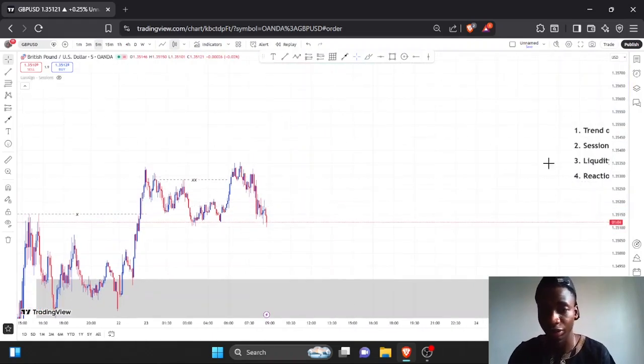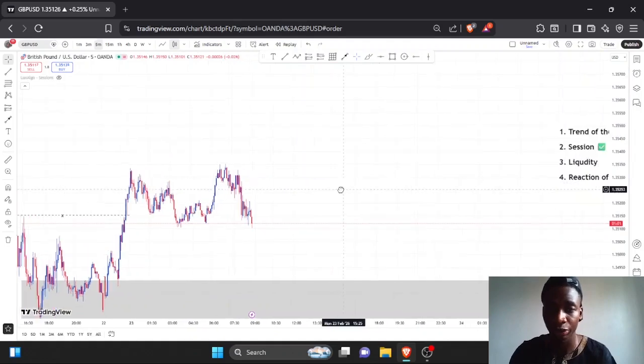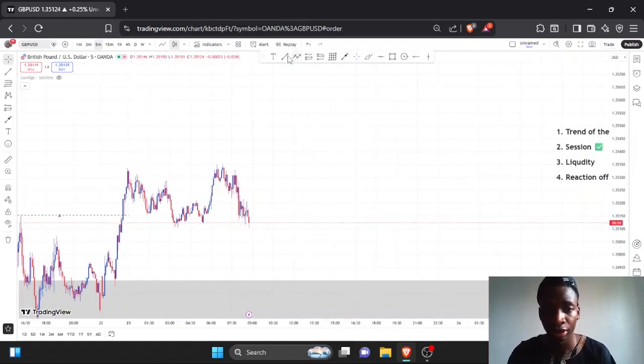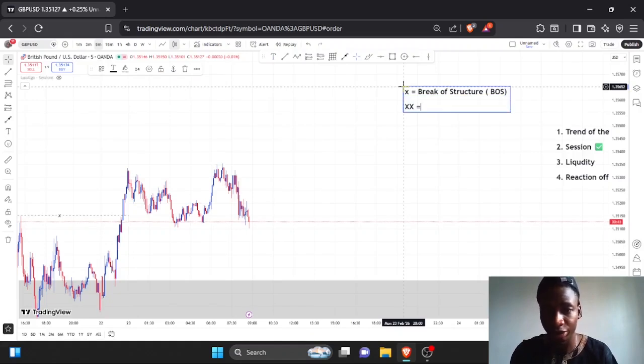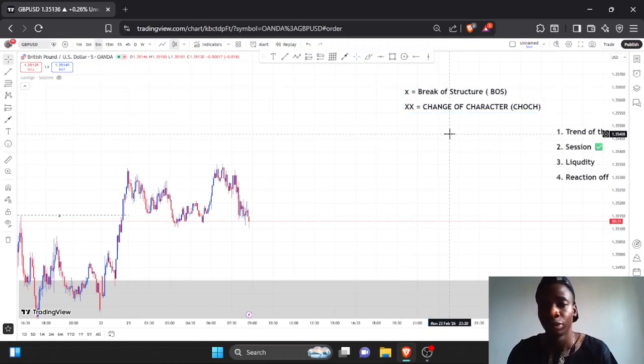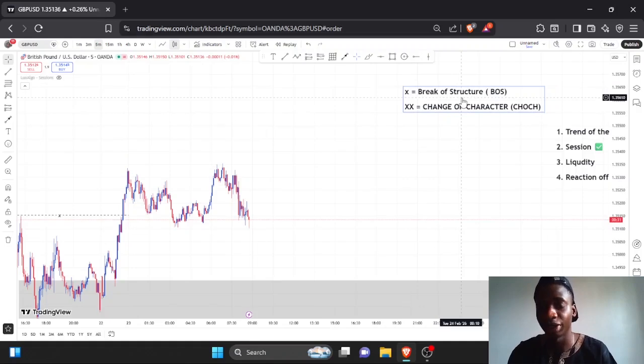Now, for you guys not understanding the X and the XX I'm trying out, X to me means break of structure. Then XX to me means change of character. So anytime you see X, I'm talking about break of structure. Anytime you see XX, that means change of character.